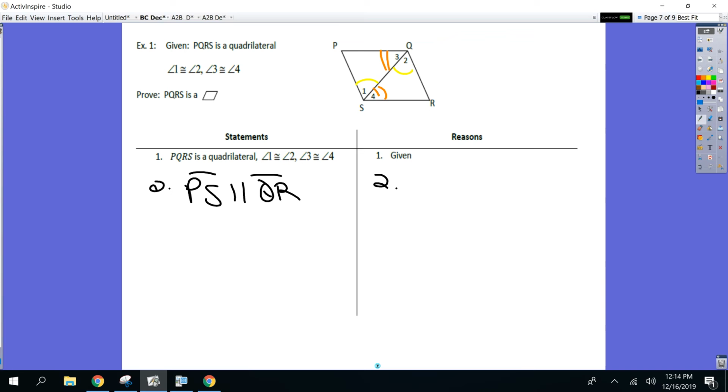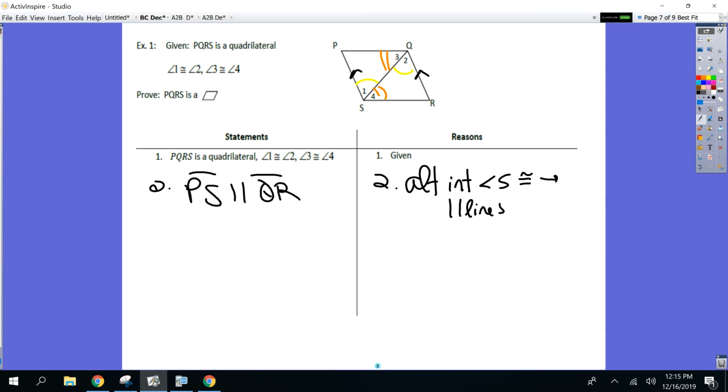I realize it's been a while since we used this reason, but anybody want to take a shot at why they're parallel? Let's go, Jack. Oh, first honor student today out of the 3 classes to say alternate interior angles congruent. You don't put the congruent in there, that's a false statement. Alternate interior angles imply parallel lines. Got it. PS, QR, parallel. Nice, nice.